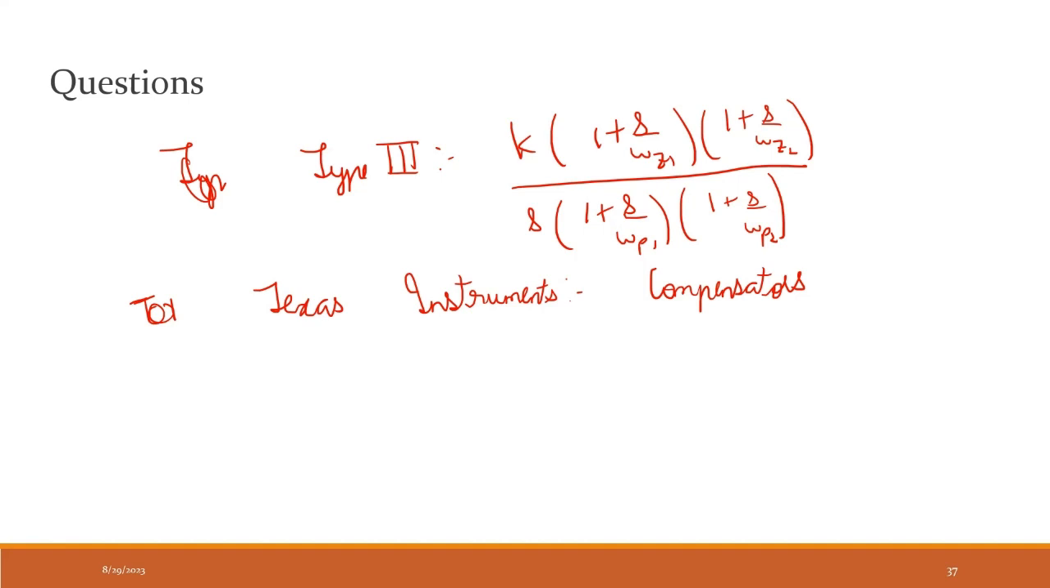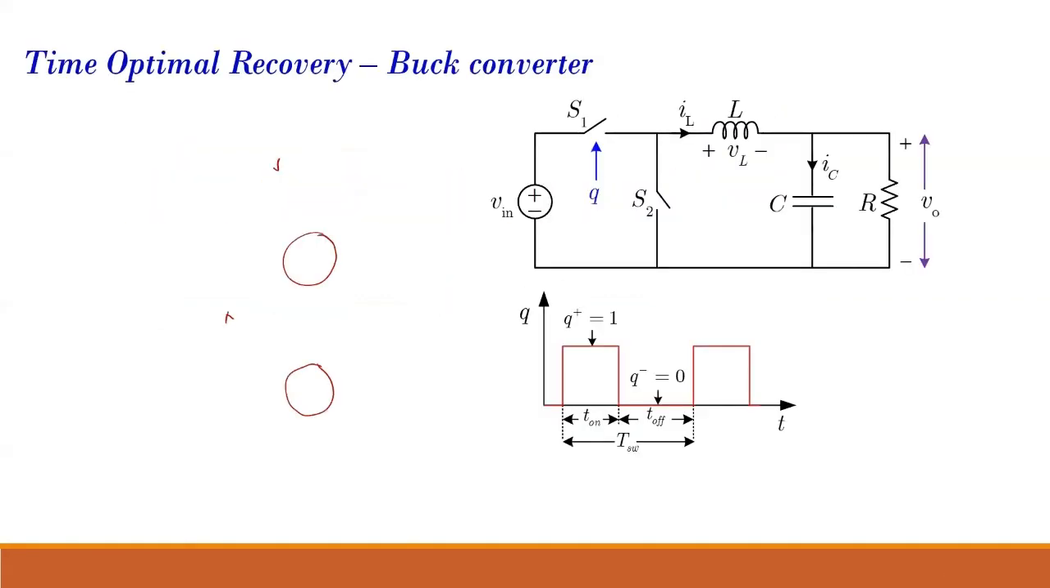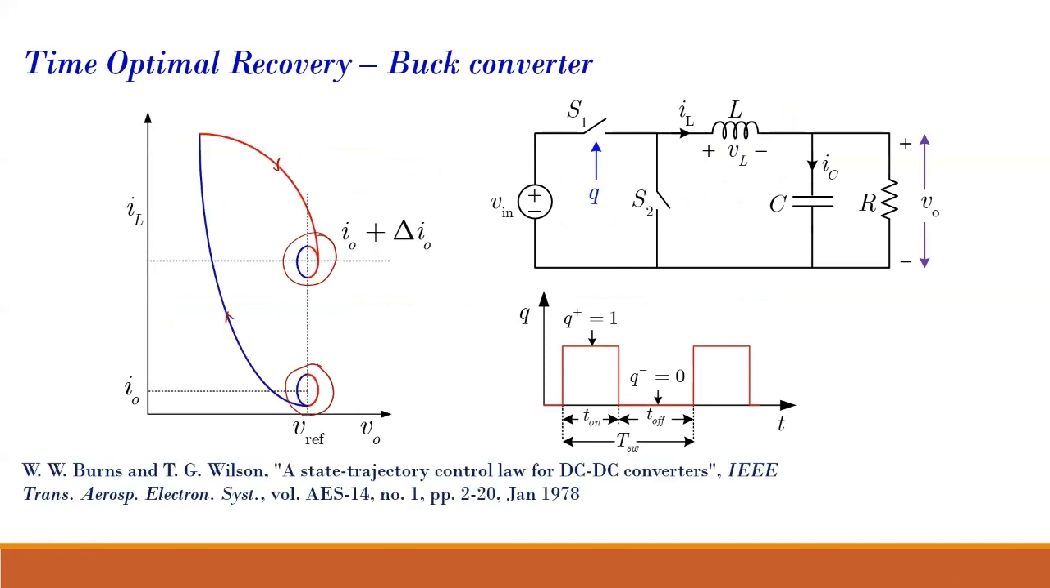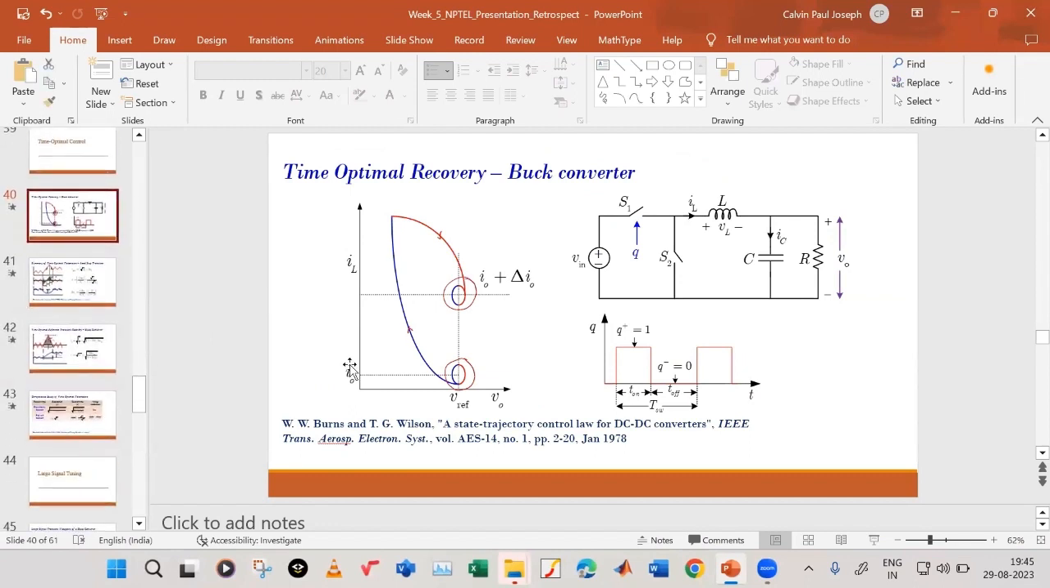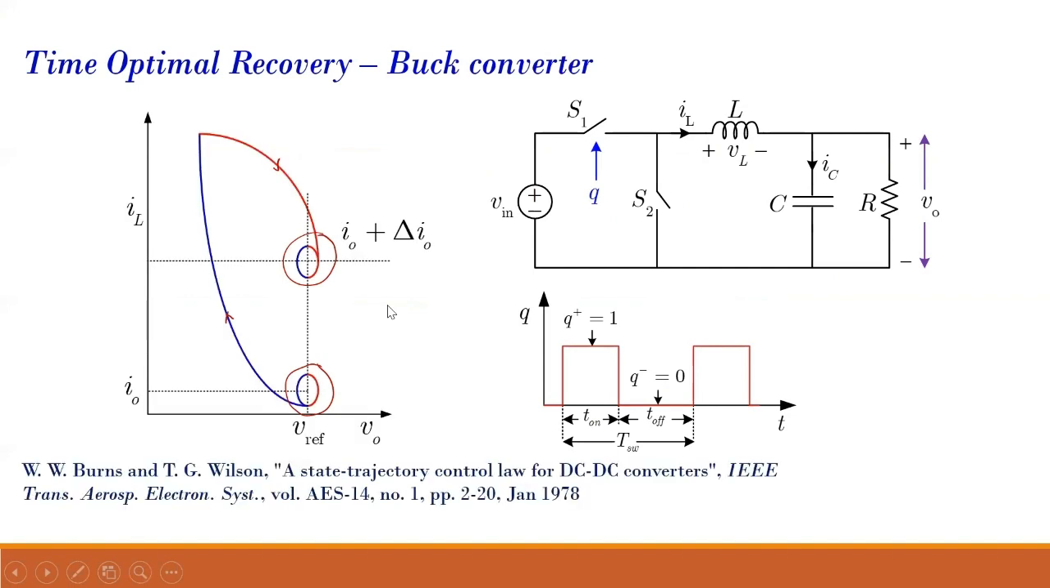So this is done. Next, we will go on to time optimal control. So what is time optimal control? This is a buck converter, a synchronous buck converter. Both switches are controlled.